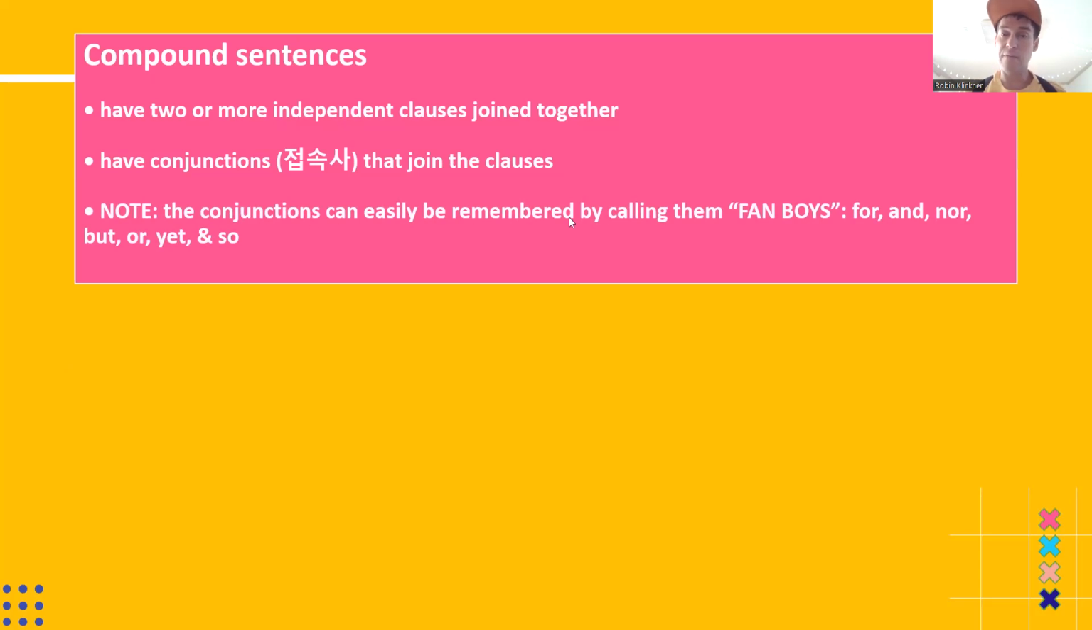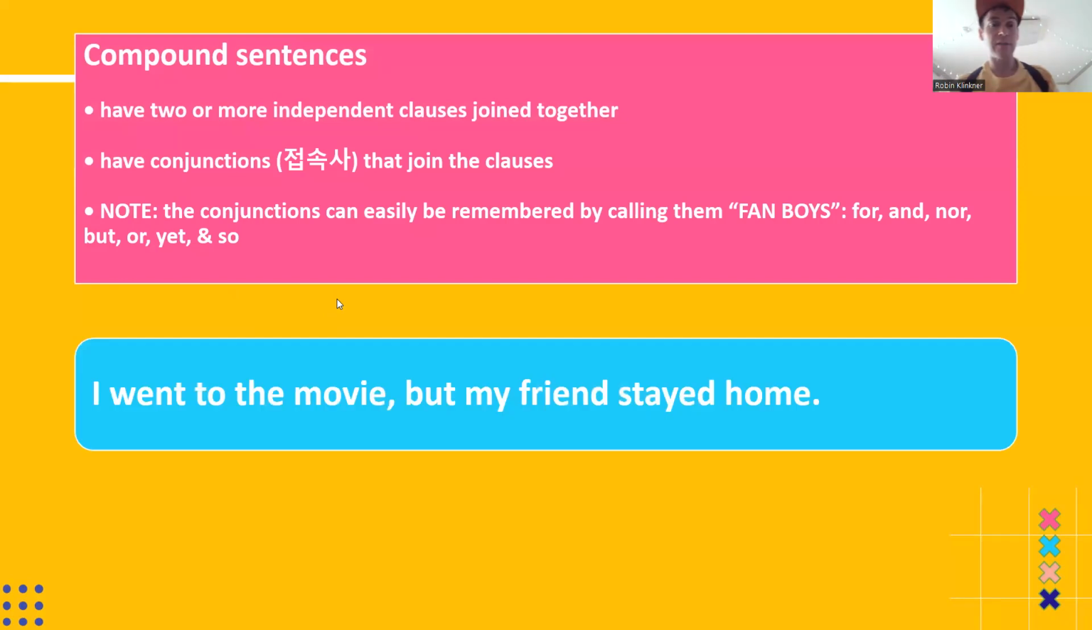There are 7 of these conjunctions. One way to remember these conjunctions is to think about fanboys. For, and, nor, but, or, yet, so. So fanboys. Just so you know, and, but, and so are the 3 most common. And I'm sure it's the same in Korean, of course. So let's take a look at some examples of compound sentences.